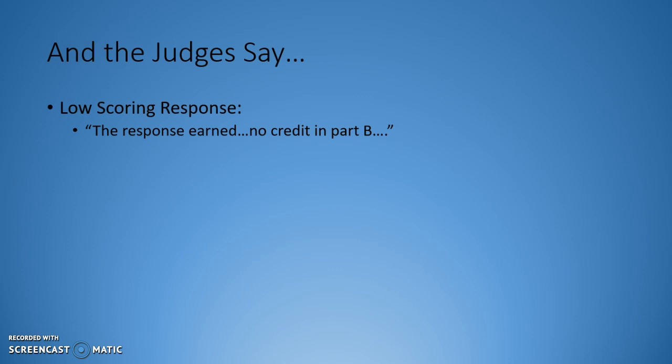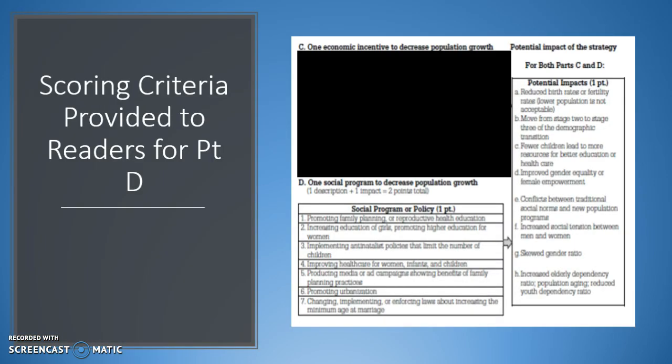You're going to find that on the rubric when we look at Part D. Okay. So speaking of Part D, I'll go ahead and read this rubric to you just because I know it's a little bit fuzzy. Part D was talking specifically about social programs to decrease population growth and then the potential impact of that strategy or of that program. Okay, so number 1 is promoting family planning or reproductive health education.